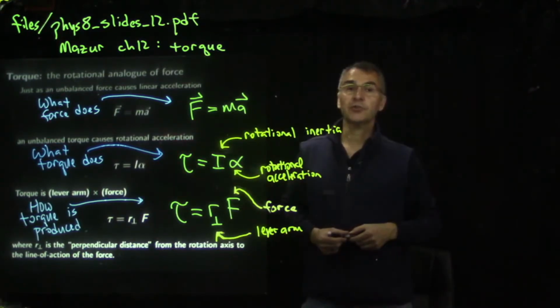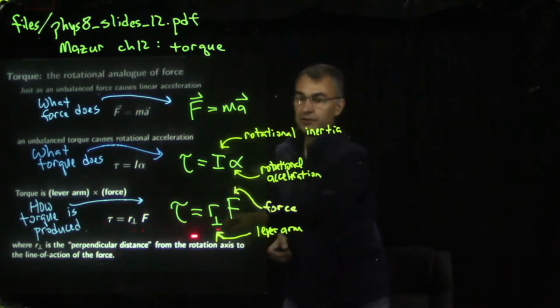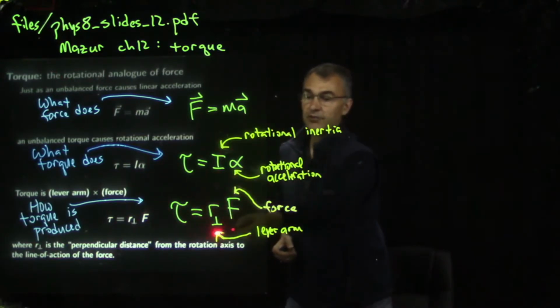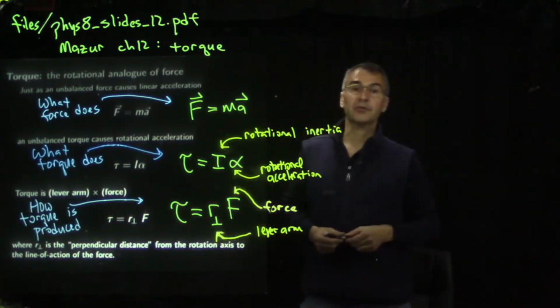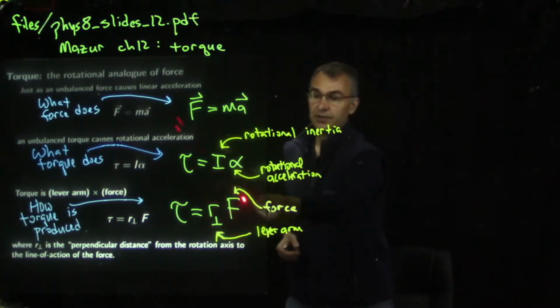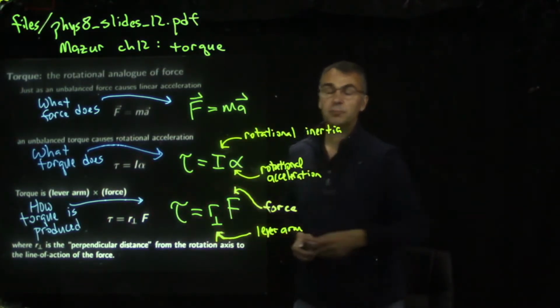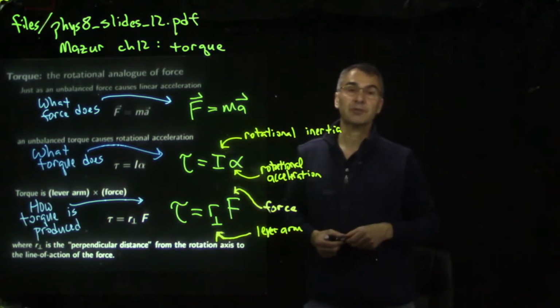How do you produce a torque? The way you produce a torque is to apply a force at some lever arm from the rotation axis. So you take a force and you apply it some perpendicular distance, and perpendicular distance we learned in chapter 11 is also called lever arm. And the result of applying a force at some lever arm, at some perpendicular distance from a rotation axis, is a tendency to produce a rotation about that axis.